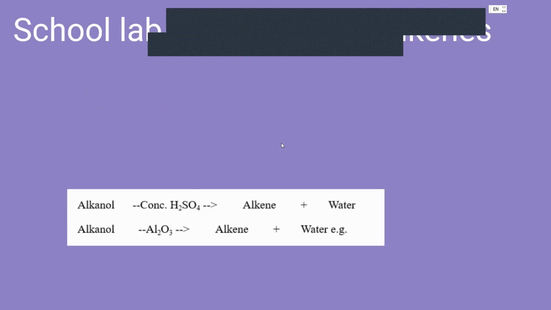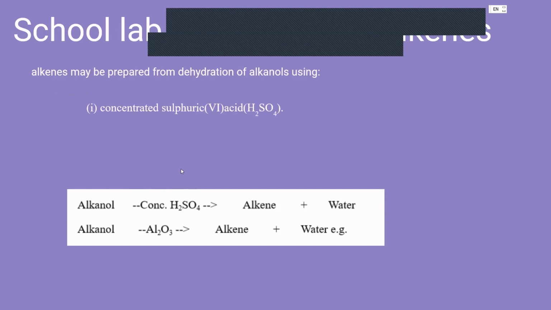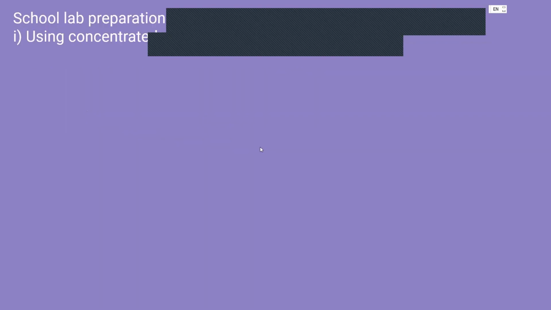Now we will talk about our school lab preparation of alkenes. There are two ways to prepare alkenes in a school lab, and one of the ways is through concentrated sulfuric acid. Please note that it must be concentrated sulfuric acid. And then you can also prepare from aluminum oxide, so Al2O3. These are two different methods. We will go over using concentrated sulfuric acid first.